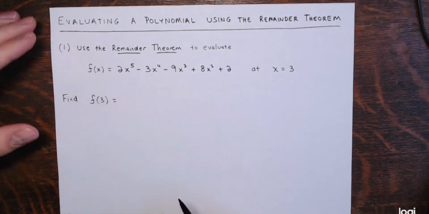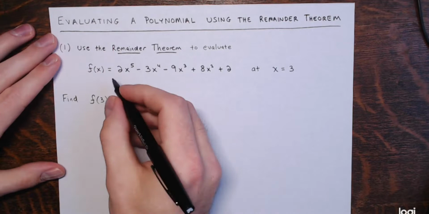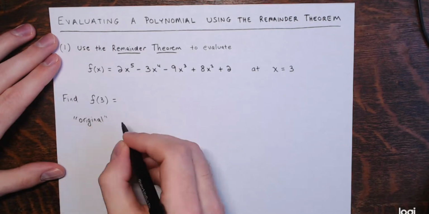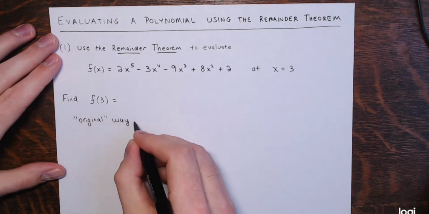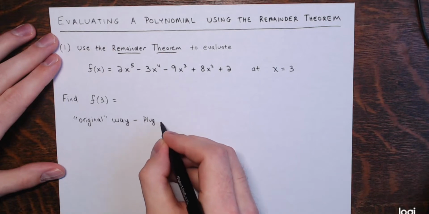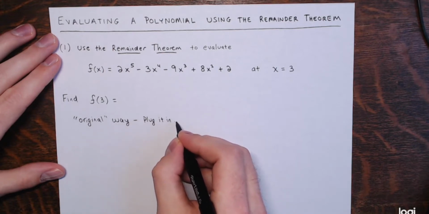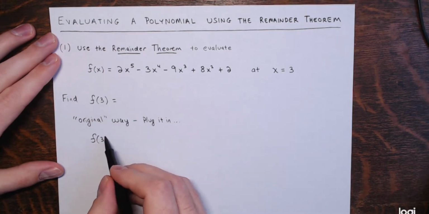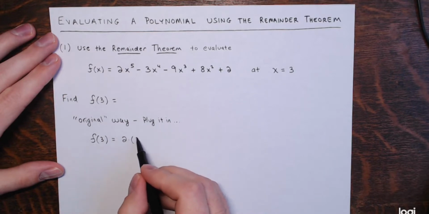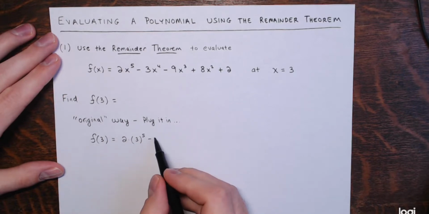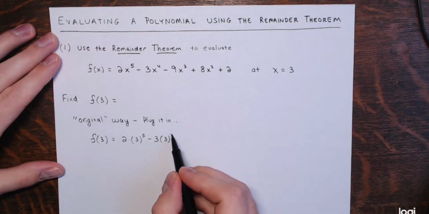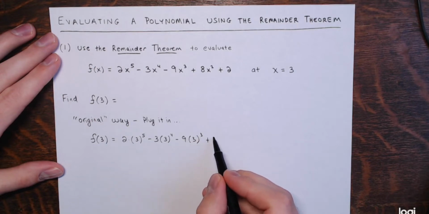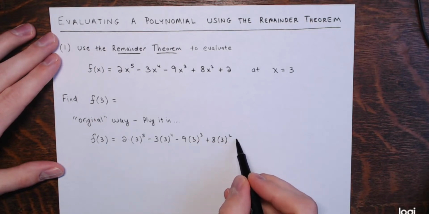Now the original method would be just to plug it in. I'll call this the original way. It doesn't really have a name, but the original way was just plug it in and simplify. So f of 3 would be equal to 2 times 3 to the fifth minus 3 times 3 to the fourth minus 9 times 3 cubed plus 8 times 3 squared plus 2.